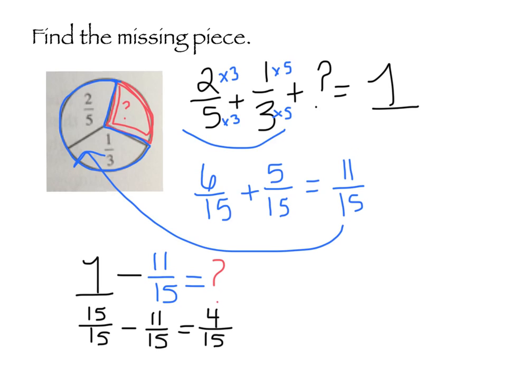Now, some of you could spot that right away without having to write out this subtraction problem, and that's fine. If you know that 11/15 is the blue piece and 4/15 makes up the red, then you can just show that on your paper right away. So what we get here is our answer. 4/15 is that question mark piece, the unknown.